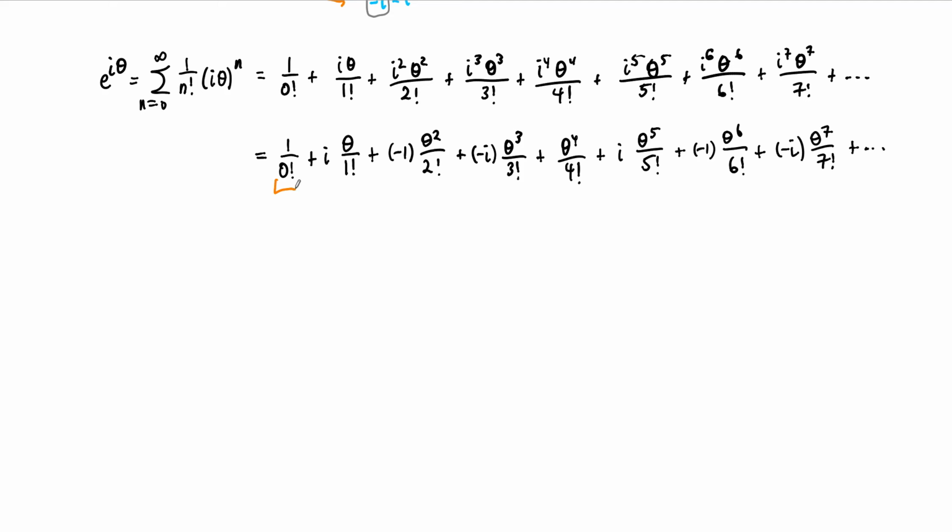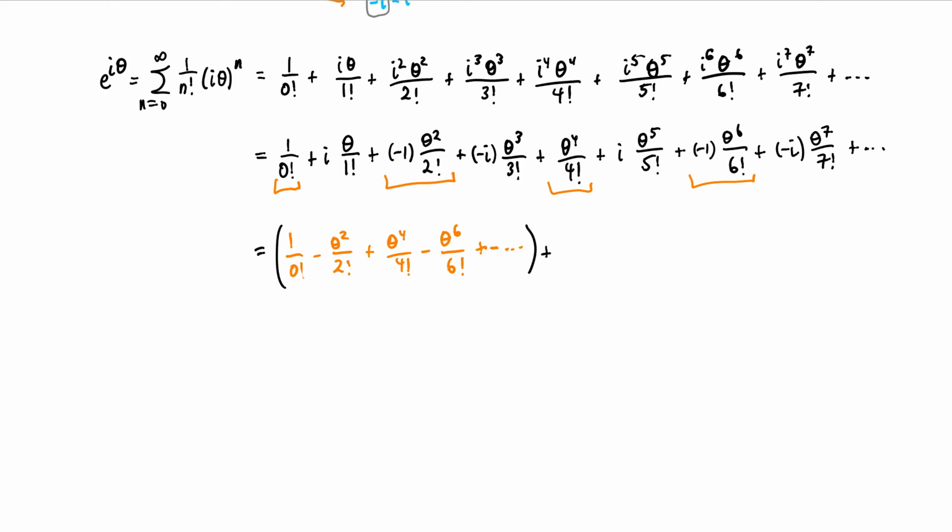So what we can do is pick out all the terms that have either a 1 or a minus 1, and we can write those first. I'll put some big parentheses here, because we're going to have 1 over 0 factorial minus theta squared over 2 factorial plus theta to the 4th over 4 factorial minus theta to the 6th over 6 factorial, and then this plus-minus pattern is going to keep repeating, right? So those are all the terms that we had that were either a 1 or a minus 1. We group them all together, including all the infinitely more that come with it.